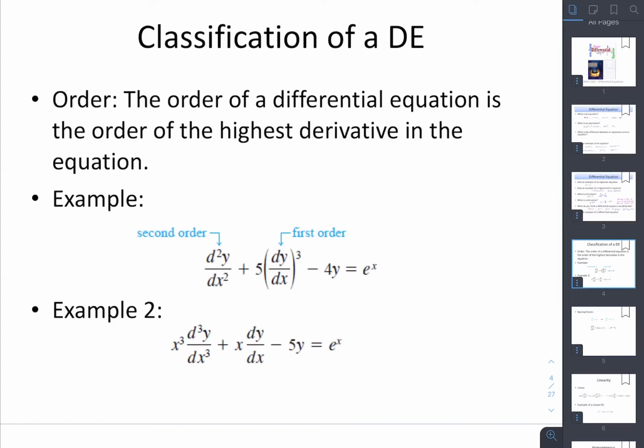For example, take this differential equation: the second derivative of y plus 5 times the first derivative of y, cubed, minus 4y equals e to the x. By the way, there's another way to write it, if you don't want to use this notation: y double prime plus 5 y prime cubed minus 4y equals e to the x. That's perfectly all right as well.